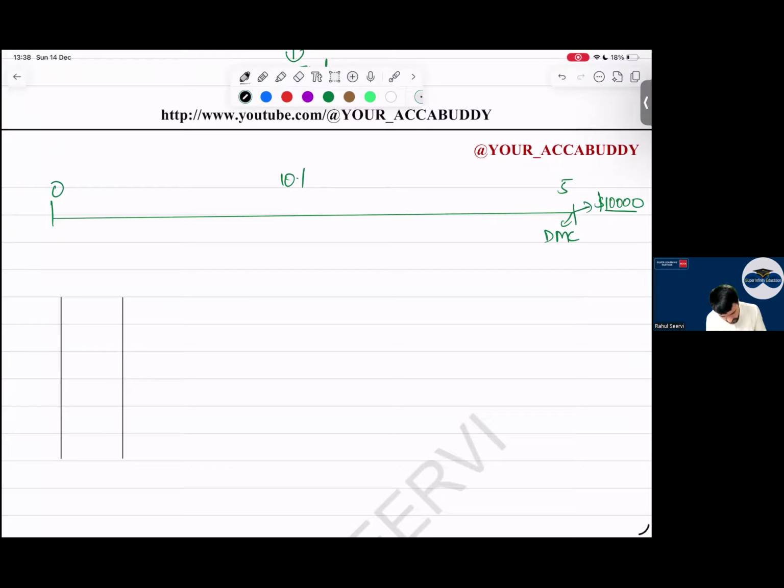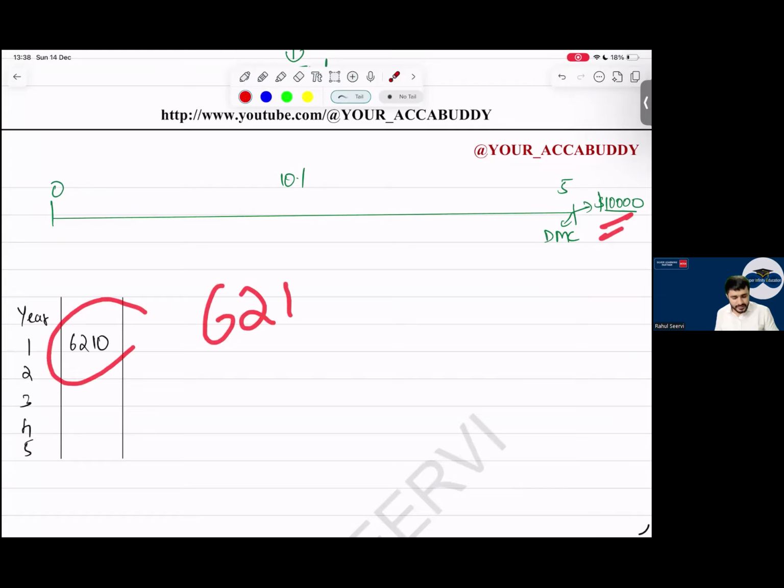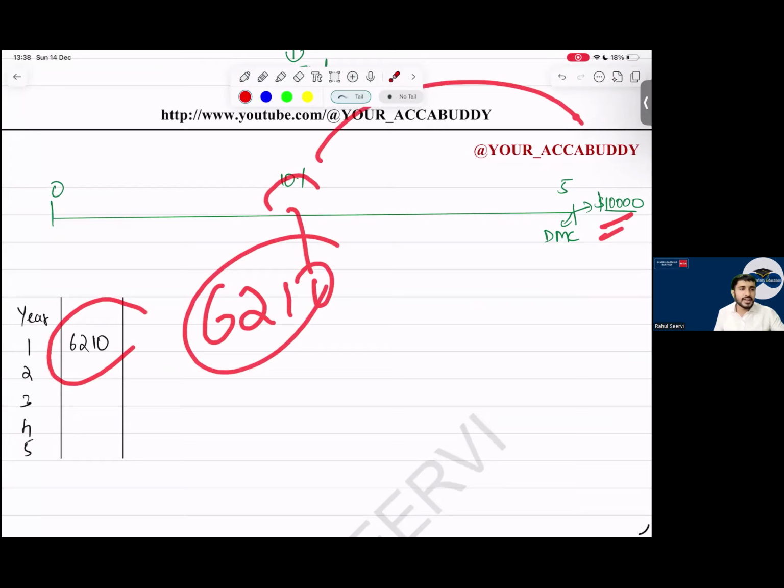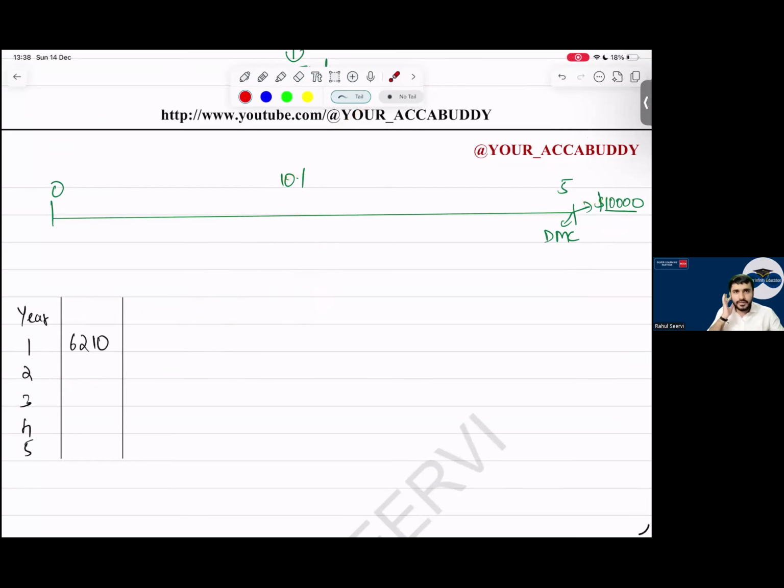$6,000 something. Can I say here 1, 2, 3, 4, 5, 6,210. You round it off to 6,210. Yes sir. Now this 6,210 will slowly, what will you do to this? Every year you will increase the value and make it 10,000. If today you get 6,210, you invest this at 10%, it will become 10,000 after 5 years. Yes, simple.